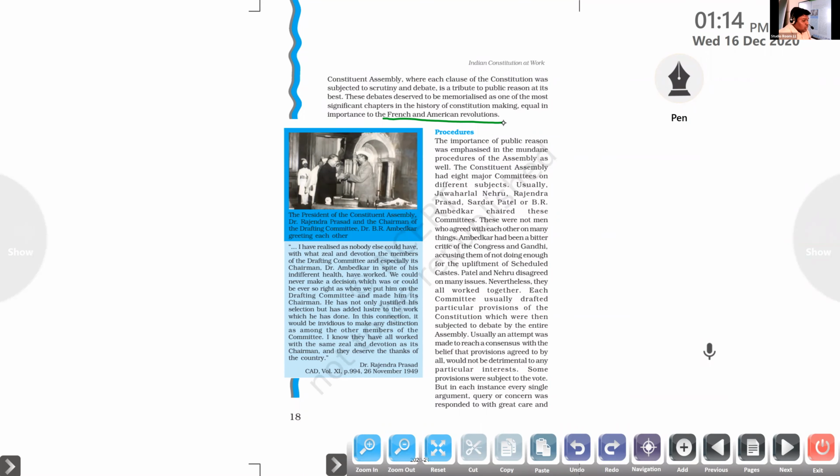As we know, not only one group of people, but representatives from different groups of people participated in the making of the Indian Constitution.